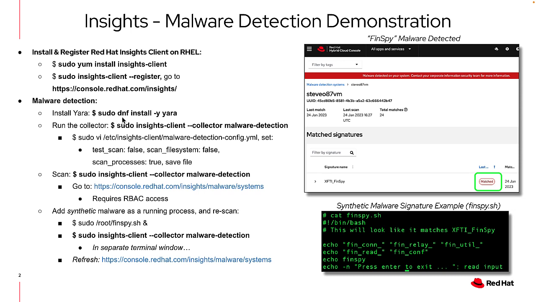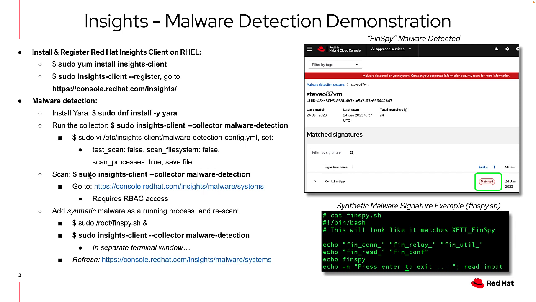The next thing we're going to do is install the Yara package so that we can actually do malware detection on the RHEL system itself. And so once we've done that, we're going to do a malware detection run using the collector initially. And then we're going to go ahead and edit the config file, which is actually a YAML file. We're going to set the test scan to false. For demo purposes, I'm just going to set the file system scan to false, and then I'm only going to scan processes. So I'm going to set that to true. I'm going to save the file.